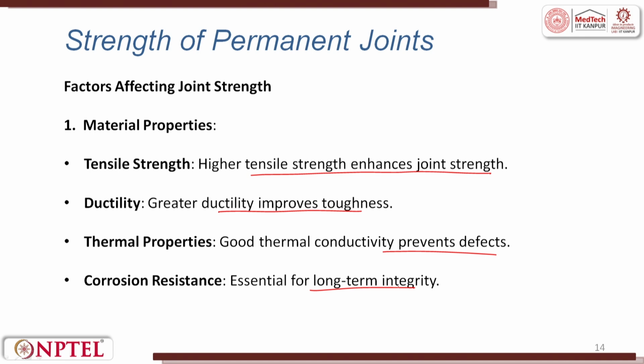If the joints are to be made and we cannot reach the internal flaws of the joint, the material selection has to be such a way that the corrosion resistance property is there. Next is joint design.